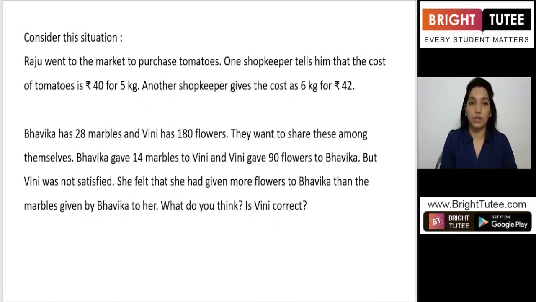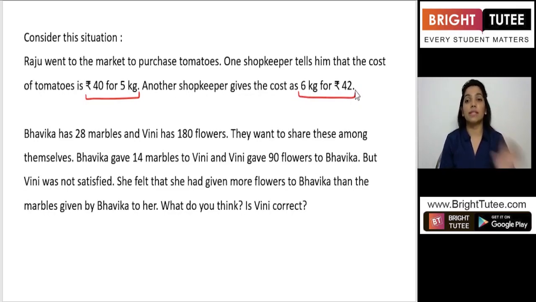Now look at this condition here. It is given, Raju went to the market to purchase tomatoes. One shopkeeper tells him that the cost of tomatoes is ₹40 for 5 kgs. Okay, so we are not given the cost of 1 kg. We are given the cost of 5 kgs, and that is ₹40. Now there's another shopkeeper. This other shopkeeper is saying that the cost of 6 kgs is 42 rupees.